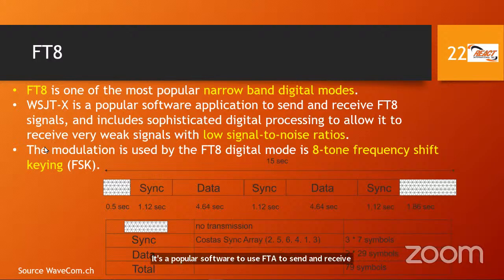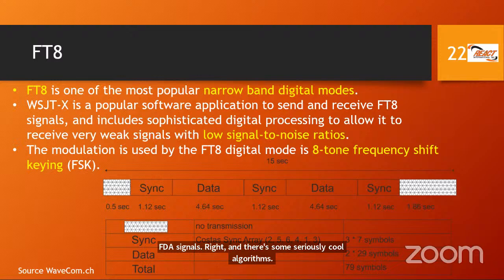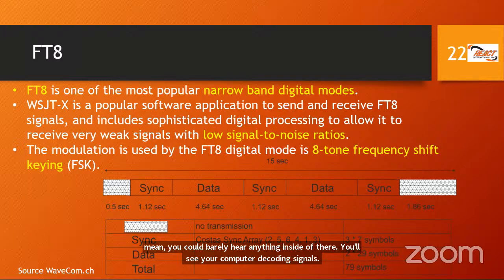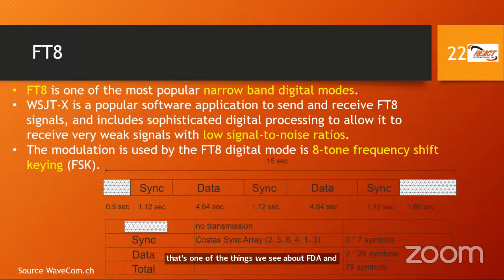And there are some seriously cool algorithms built into that software that allow you to receive very low strength signals, or what we call weak signals. You could barely hear anything, and you'll see your computer decoding signals. And you say, wait a minute, all I'm hearing is noise. Yes, that's one of the things we say about FT8. And other modes like JT65, FT4, they are weak signal propagation modes, right? Meaning the signal is well into the noise floor, but you can still decode it. So we say that it allows you to receive very weak signals with low signal to noise ratios.